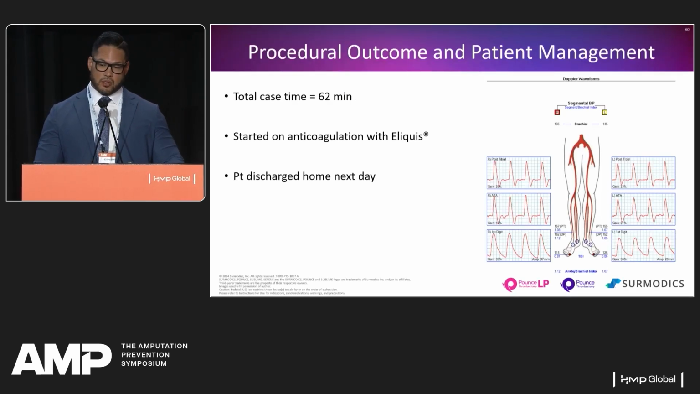The last patient, this one took 62 minutes, so slightly longer, started on Eliquis, and the patient was discharged home the next day with a normal ABI.